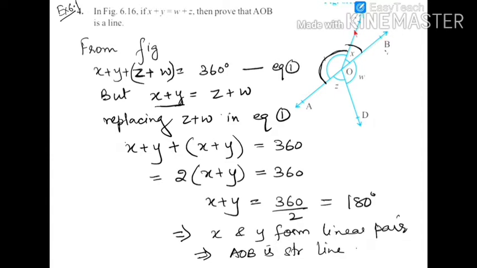So BOC and COA are adjacent angles such that they sum up to 180 degrees. Then the non-common arms OB and OA will make a straight line and therefore AOB is a straight line.